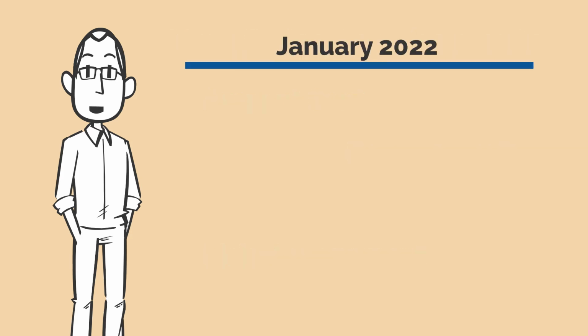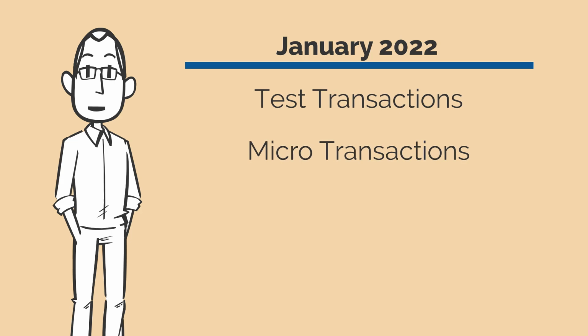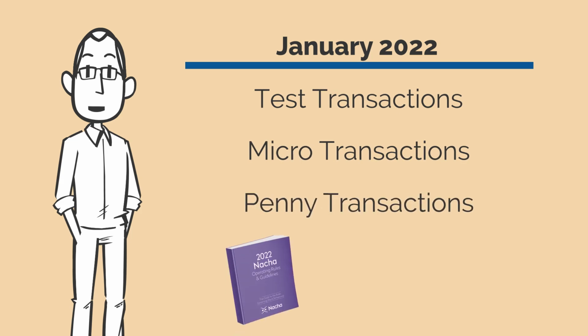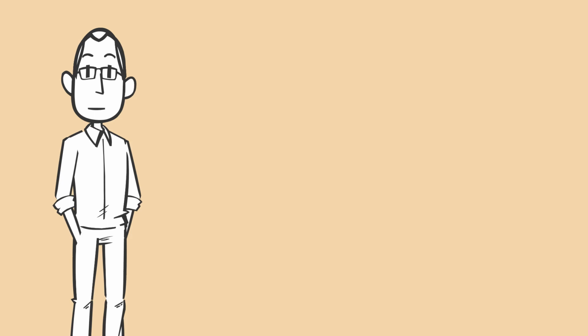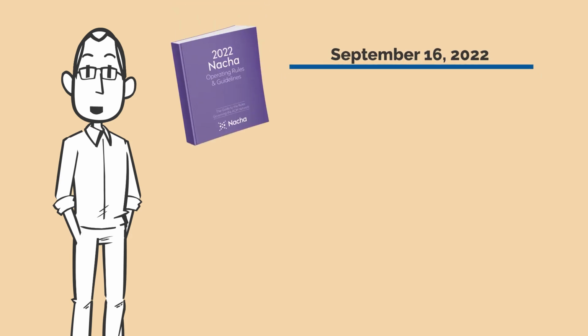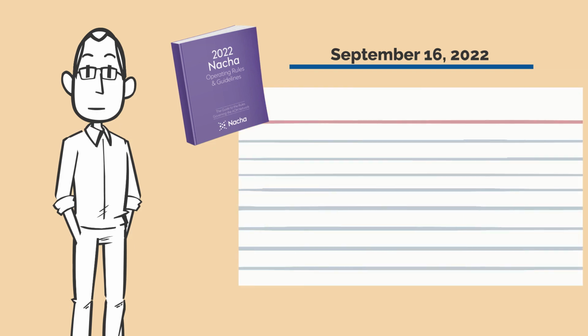Approved in January of 2022, these types of small value transactions, sometimes called test transactions, microtransactions, or penny transactions, now have an official name and definition in the ACH rules, as well as newly defined requirements which are being implemented in 2 phases. Let's look at Phase 1, which is effective September 16th of 2022. Starting off with the definition.